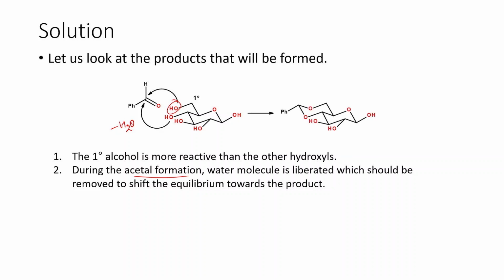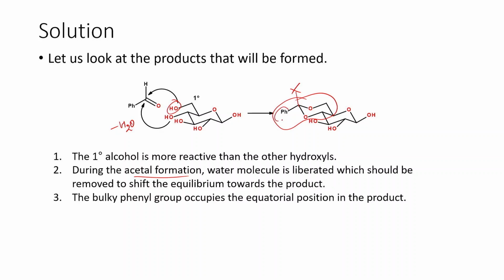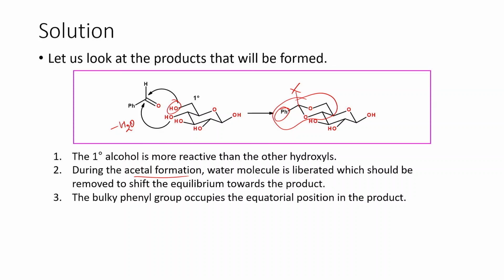When we protect it, the main thing is that the primary hydroxyl is the one that undergoes the reaction first, followed by the neighboring hydroxyl group. So we end up with the acetal formed here, and we know the phenyl group is a bulky group, so it doesn't occupy the axial position, whereas it occupies only the equatorial position in the final product. This is how this simple reaction is carried out. So glucose can be easily protected as the acetal using benzaldehyde.